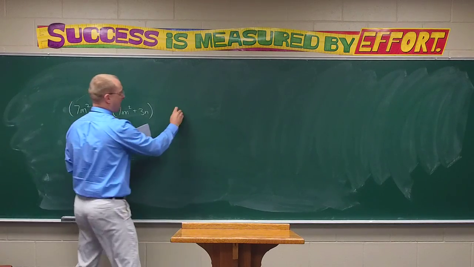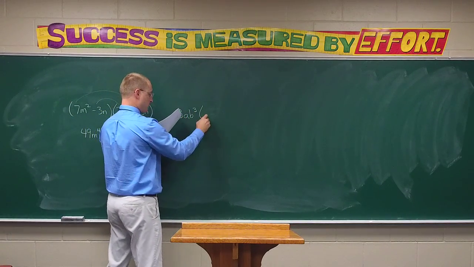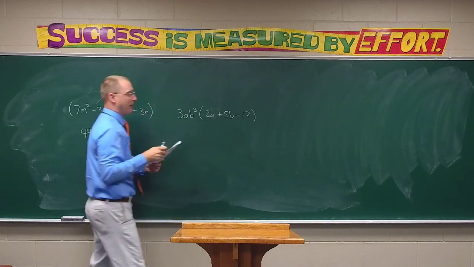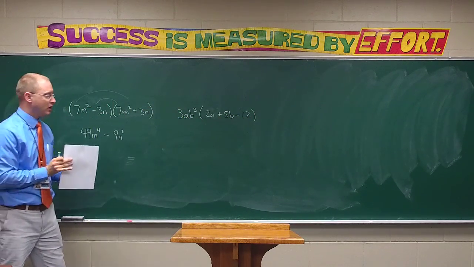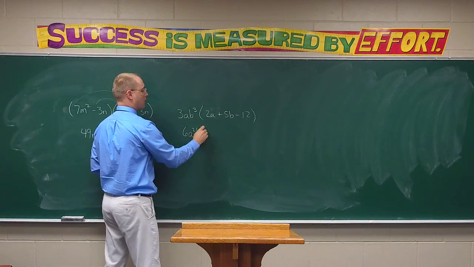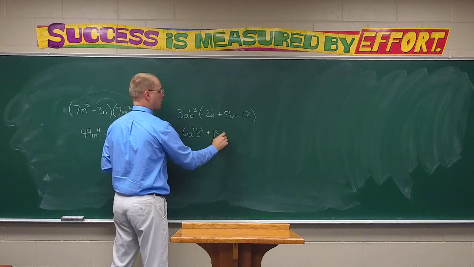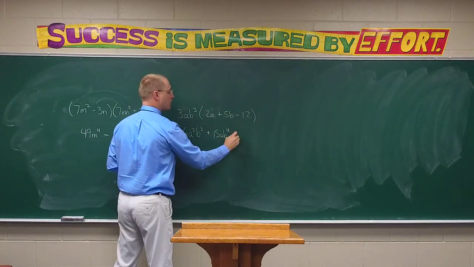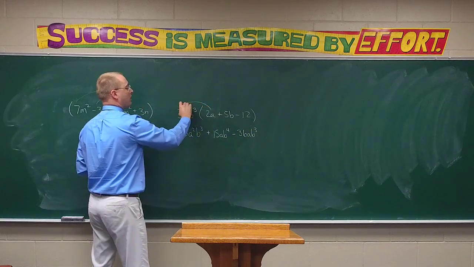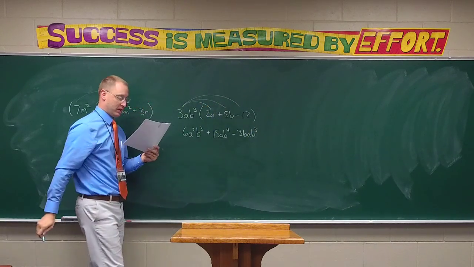What if I had something like a 3ab cubed multiplying by a 2a, positive 5b, negative 12? What would I have to do here, Brandon? Distribute to get 6a squared b cubed, positive 15ab to the 4th, negative 36ab cubed. There we go. Sign number letter once, sign number letter twice, sign number letter 3 times.